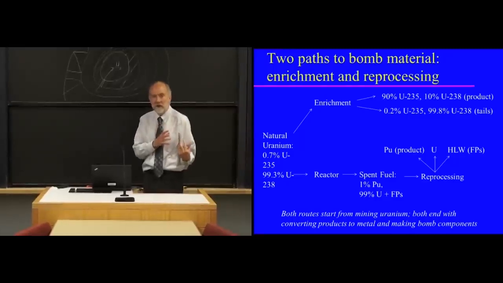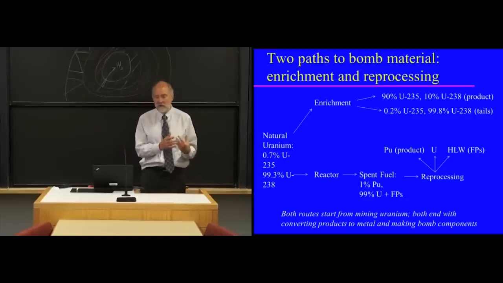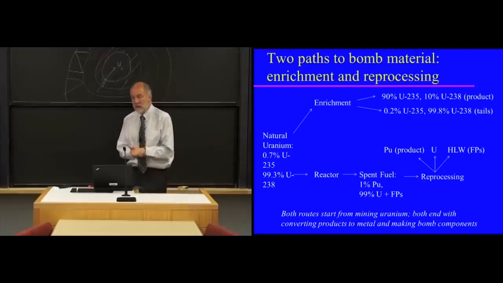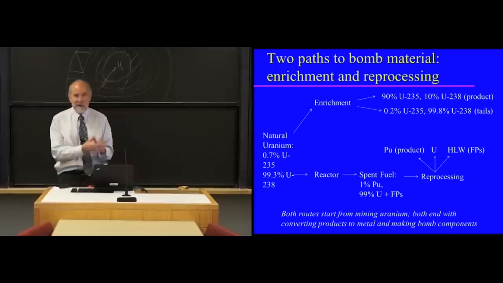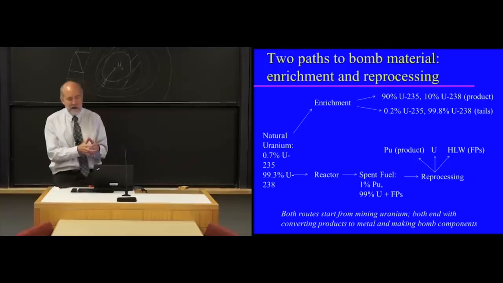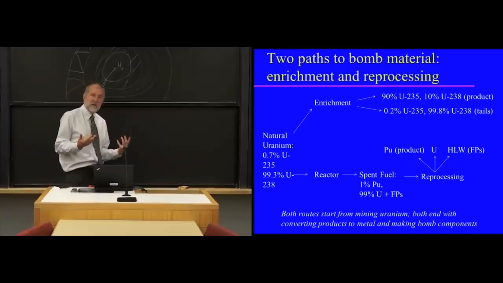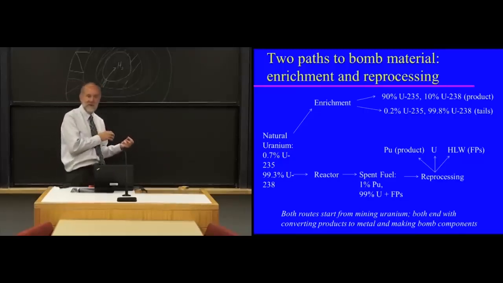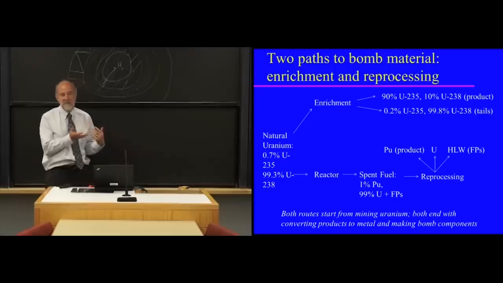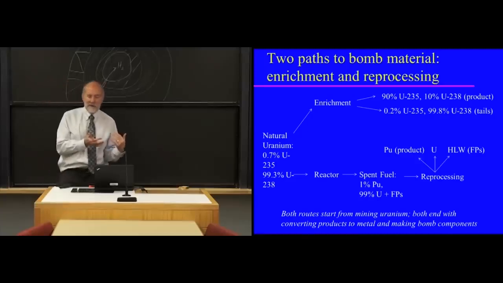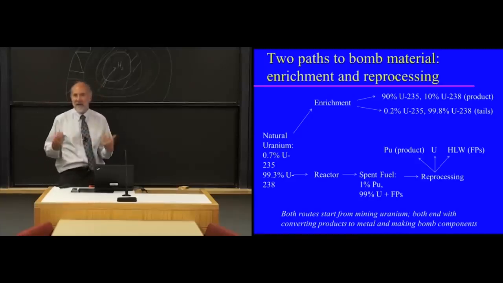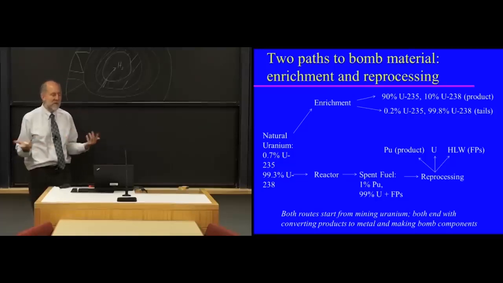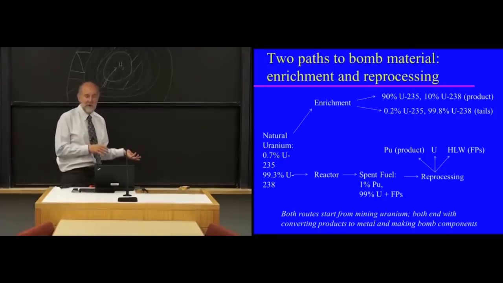They both start with natural uranium. You've got to dig it up out of the ground, mill it, and get it ready. Okay? On one path, on the uranium path, you send that to an enrichment plant. And you might end up with your product, if you're making bomb material, being something like 90% uranium-235, as opposed to 0.7% that you started with, and 10% still uranium-238. Whereas your waste, which is referred to as the tails from enrichment, might be, for example, 0.2% U-235, rather than the 0.7% you started with.